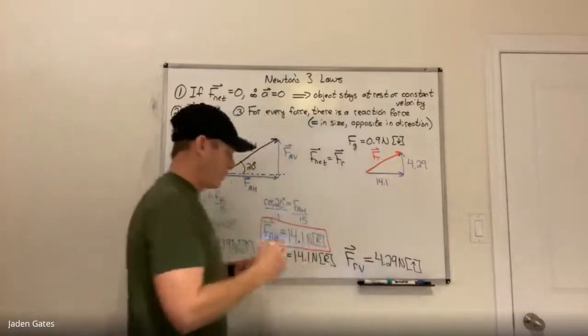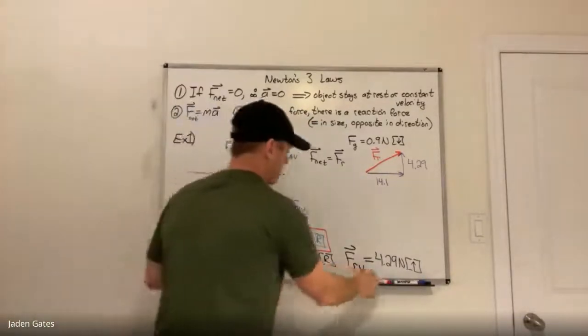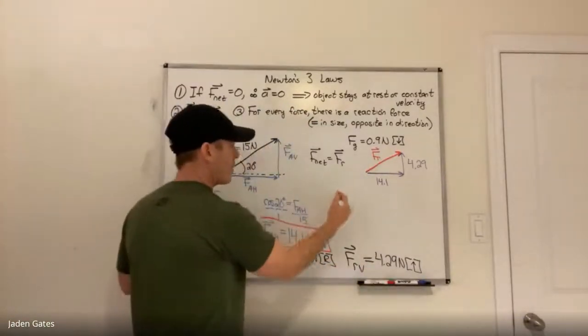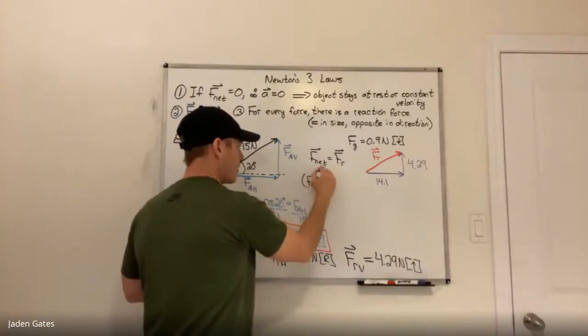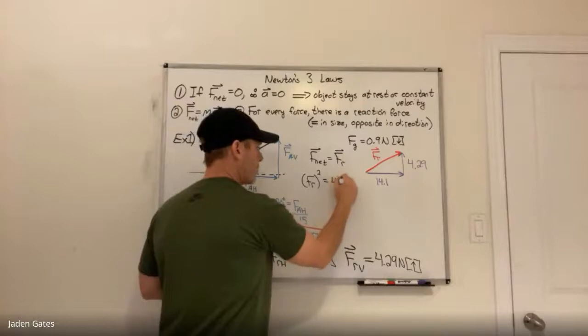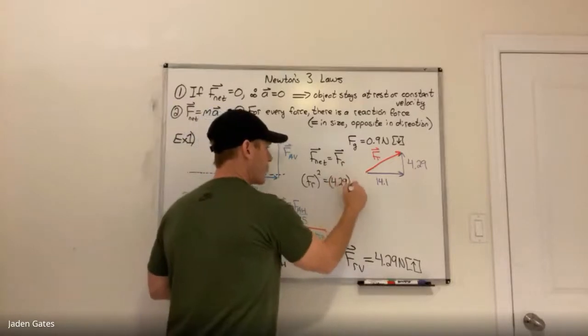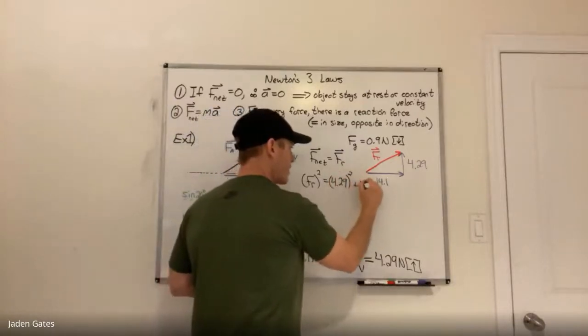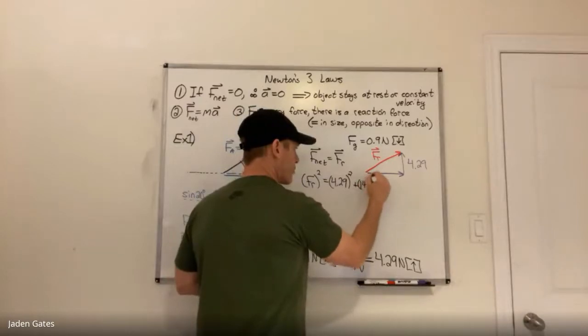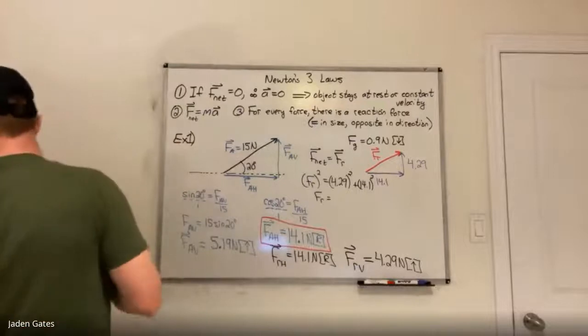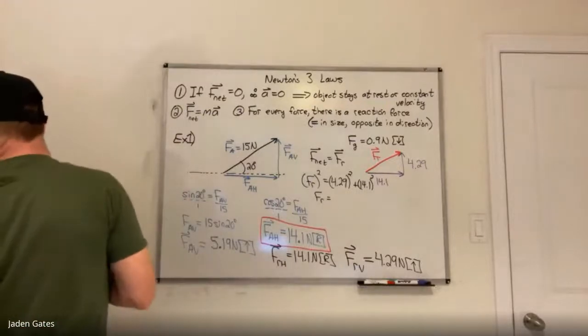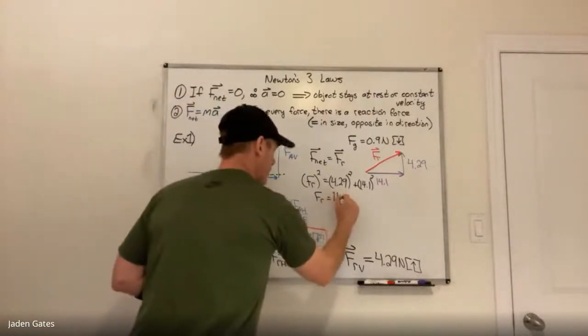All right, so again, I'm going to use, like as I mentioned, the Pythagorean theorem here. So I've got my F_R squared is equal to 4.29 squared plus this 14.1 squared. And if I use the old Pythagorean theorem, I end up with 14.64 newtons.